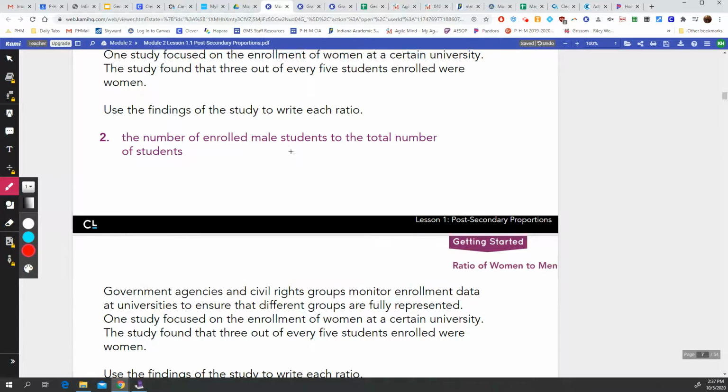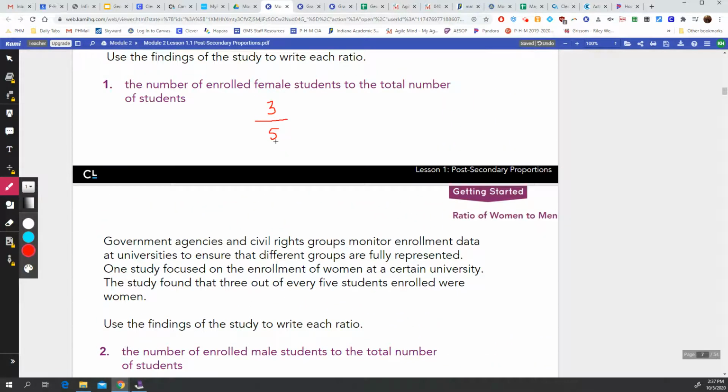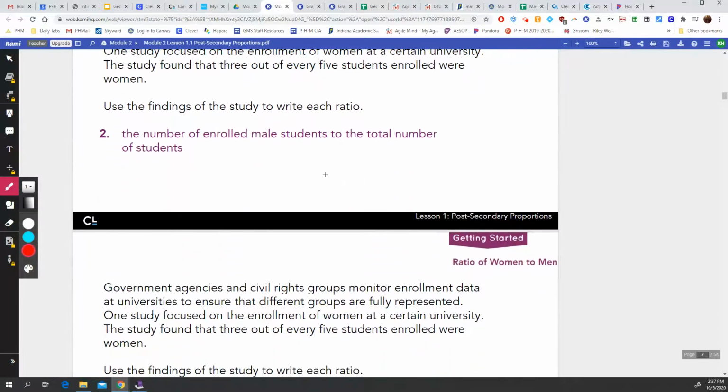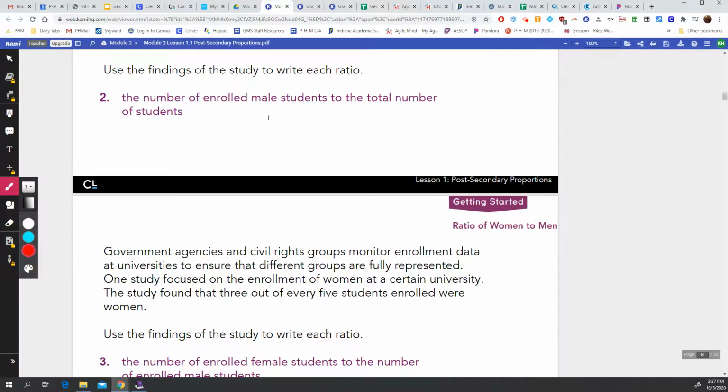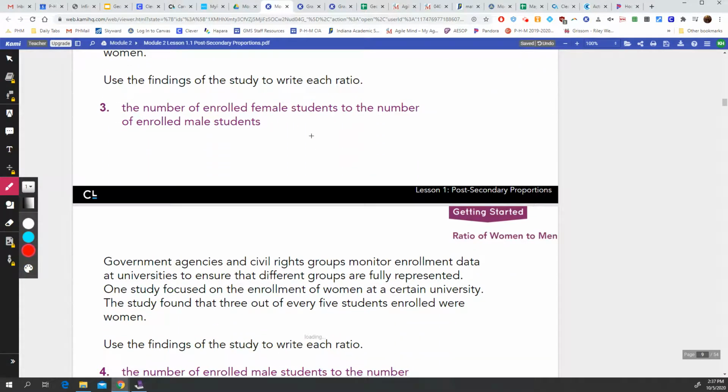Well, in our previous question, it was number of female. If 3 out of every 5 are female, then that would mean 2 out of every 5 are male. So 2 male students compared to 5 total. So 2/5. Number 3, the number of enrolled female students to the number of enrolled male students.